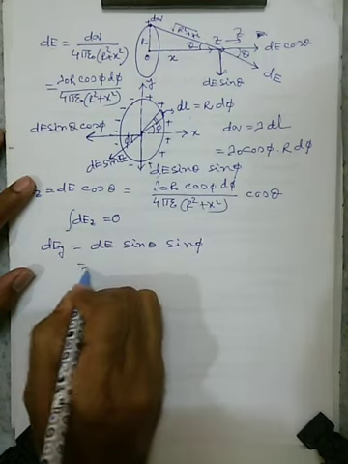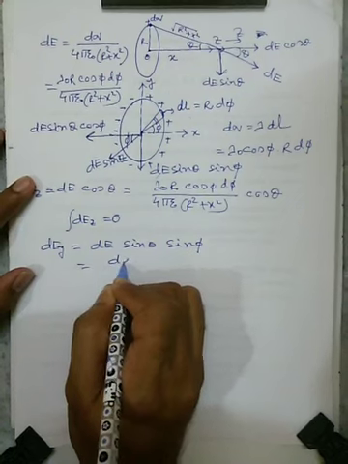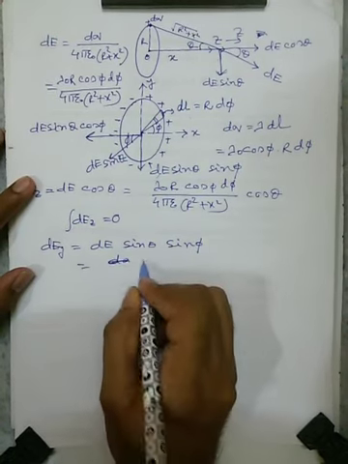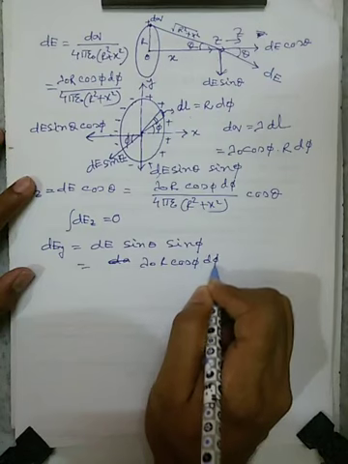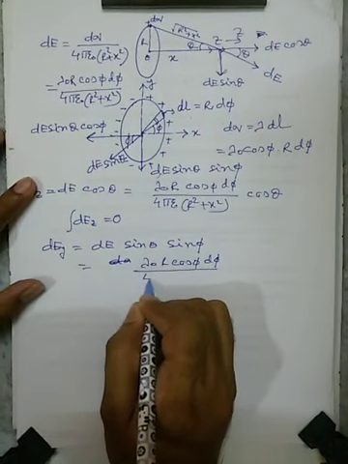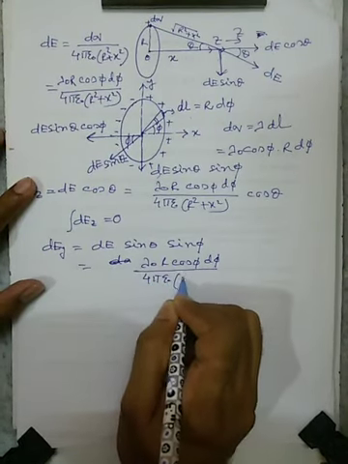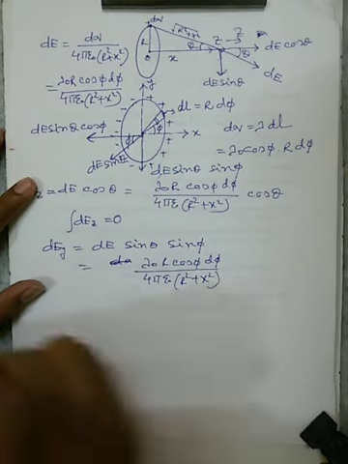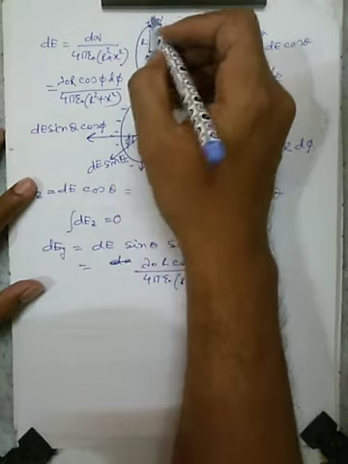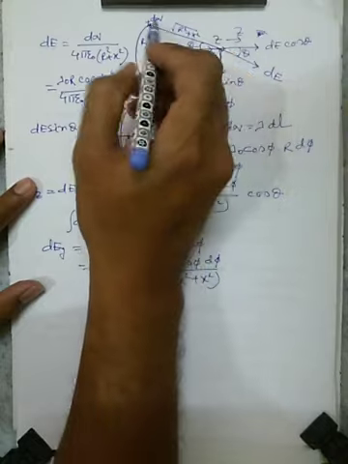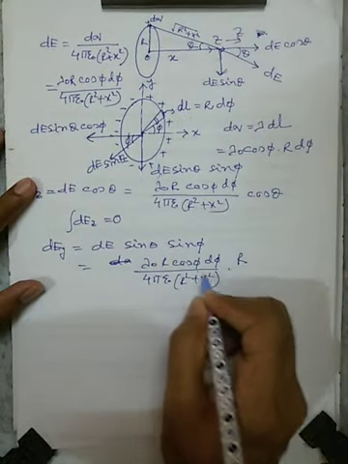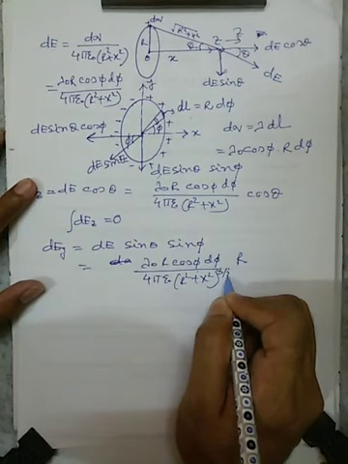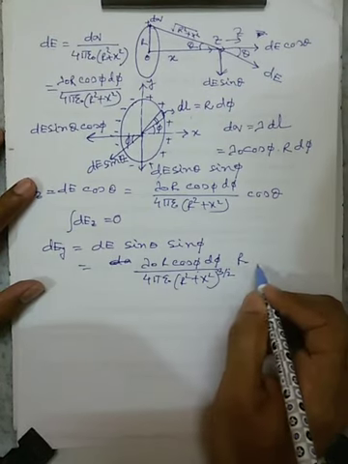Put the values. dE means dq, and we know the value of dq: lambda naught r cos phi d phi divided by 4 pi epsilon naught (r square plus x square). This is dE sin theta. From this triangle we get sin theta is equal to r by root under r square plus x square. So this is r by root under r square plus x square. This term will be to the power 3/2, into sin phi.